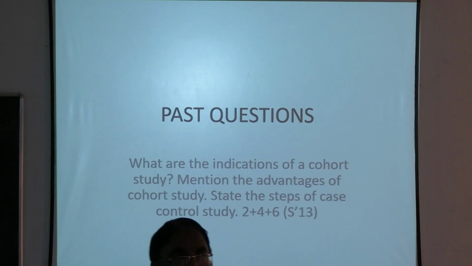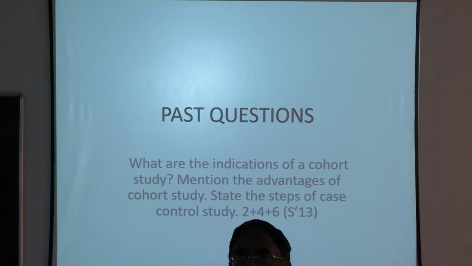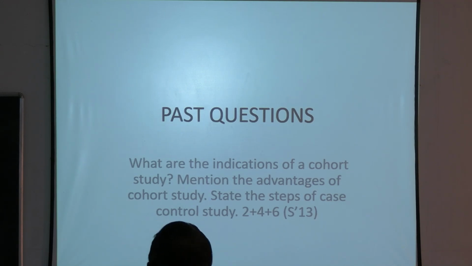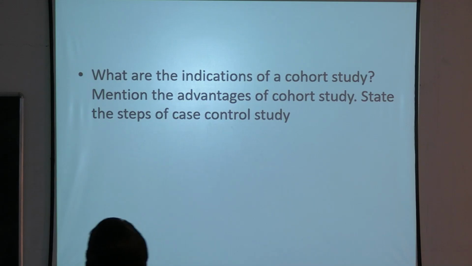So this is usually the first question in your exam in your theory paper. So if you can't answer it or you cannot understand it, it upsets you. So your remaining questions will also get affected. Next question, again, what are the indications of a cohort study? Mention the advantages, state the steps of case control study. Again, that question has been repeated.